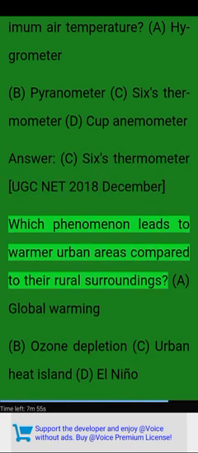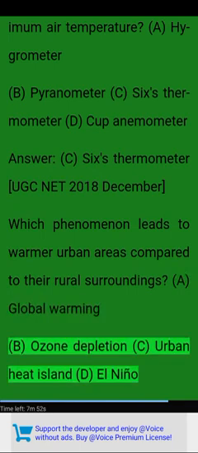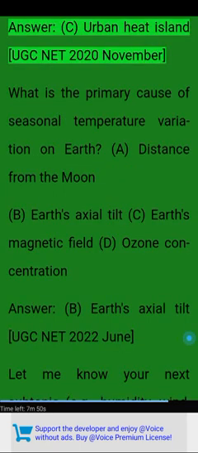UGC NET 2018 December. Which phenomenon leads to warmer urban areas compared to the rural surroundings? A. Global warming. B. Ozone depletion. C. Urban heat island. D. El Niño. Answer: C. Urban heat island.